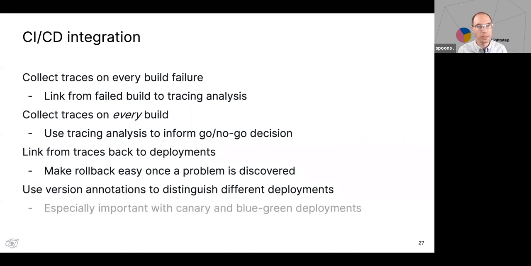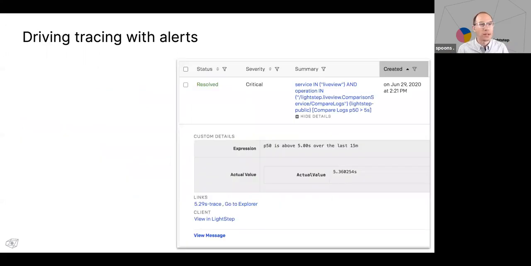And then finally, using the version annotations from your CI/CD pipeline can actually be important in distinguishing those different deployments. And that's especially important when you have incremental deployments like a canary or blue-green, because there's not a discrete point in time where you switch between all requests being handled by one service version and by the next one. There'll be a blend of those two things. And so having some sort of annotations can help do a better job of that kind of tracing analysis. The other kind of integration that I want to talk briefly about was thinking about alerts, right?